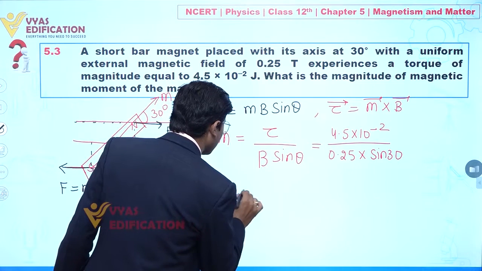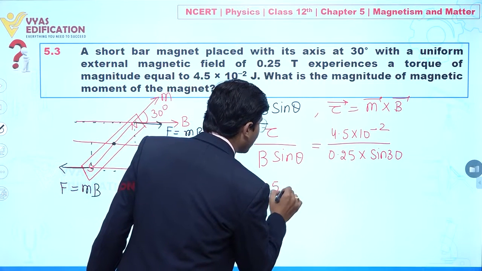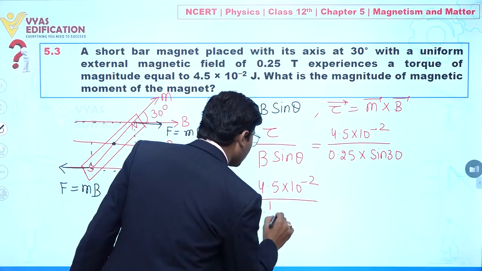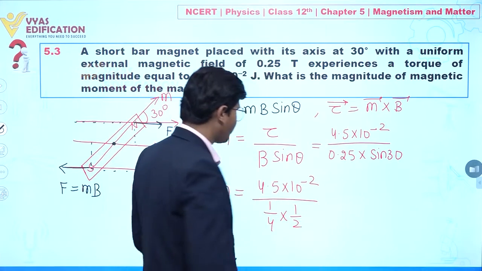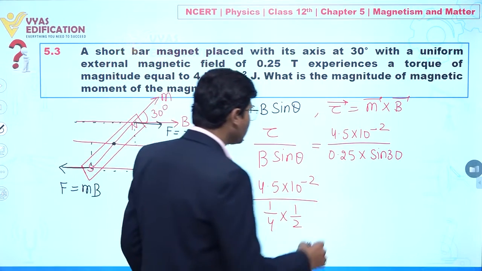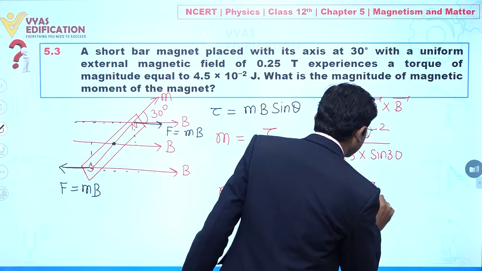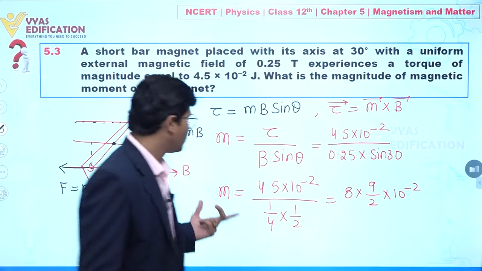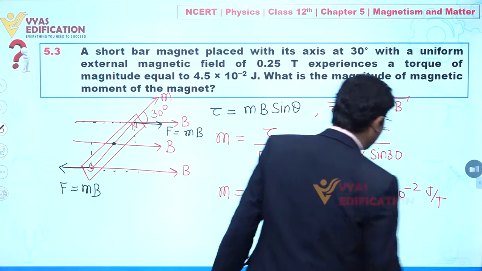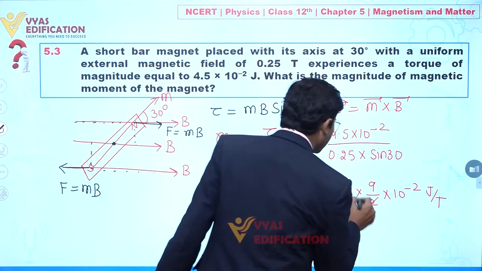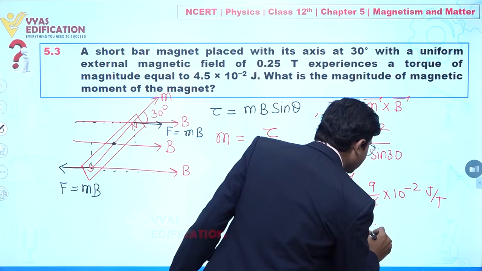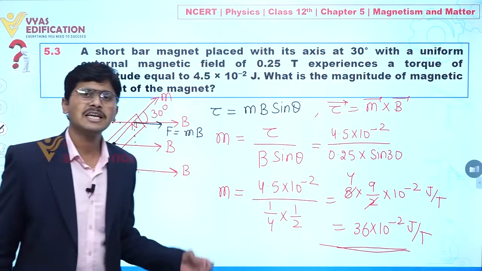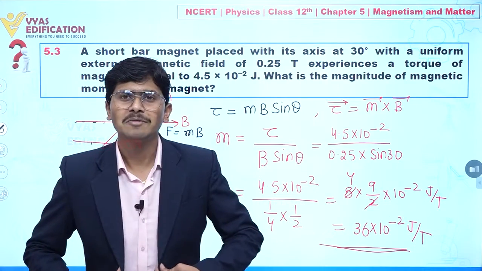So the value of m is 4.5 into 10 to the power minus 2 divided by 1 by 4 multiplied by 1 by 2. So this is 8, and the 8 will go to the numerator. So 8 into 9 by 2 multiplied by 10 to the power minus 2. Here the unit is joule per Tesla. This 2 cancels with 4 from the 8, so directly we get 36 into 10 to the power minus 2 joule per Tesla. So this is the value of the magnetic dipole moment. This is all about this question.